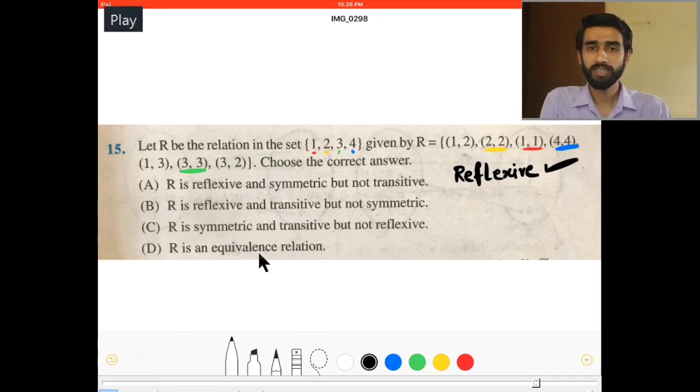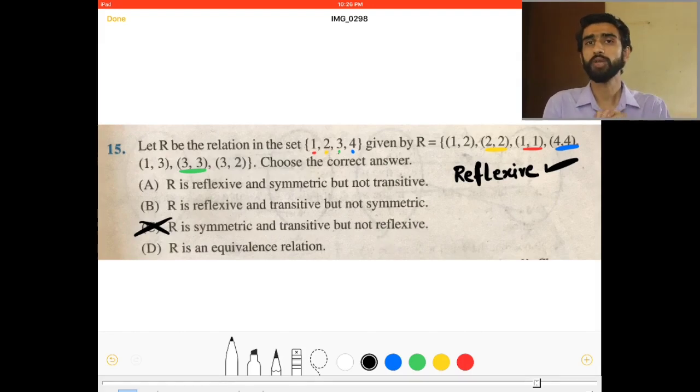So I can cut the options which deny this. Option C is saying that this relation is not reflexive. Be careful when you are attempting an MCQ in the exam. It is good that you are searching for the correct answer, but many times if you find that something is definitely wrong, cut it. This will increase the probability of your answer being correct.